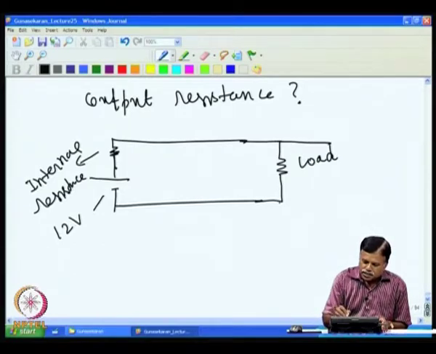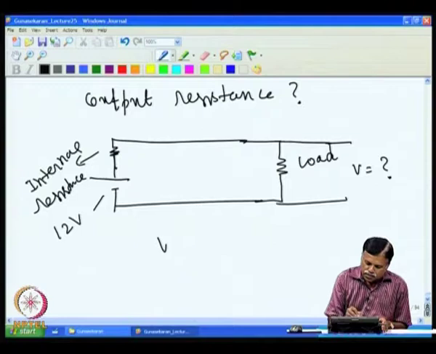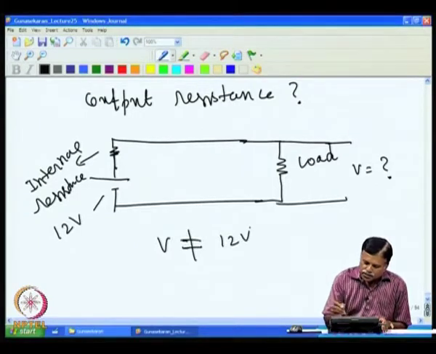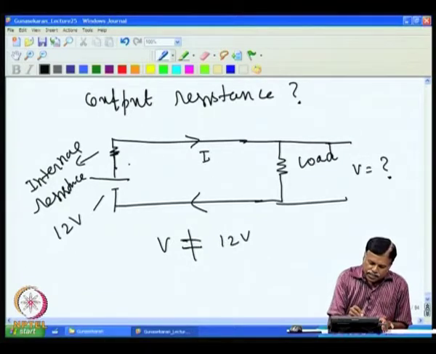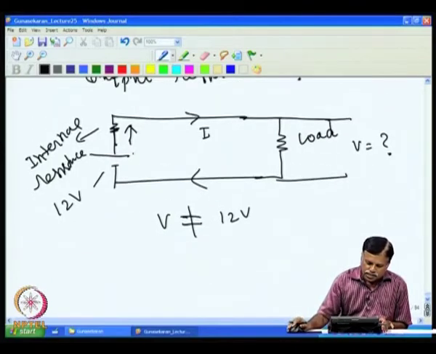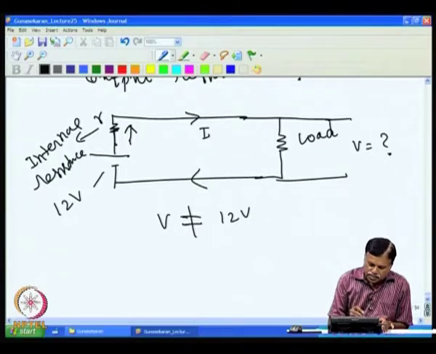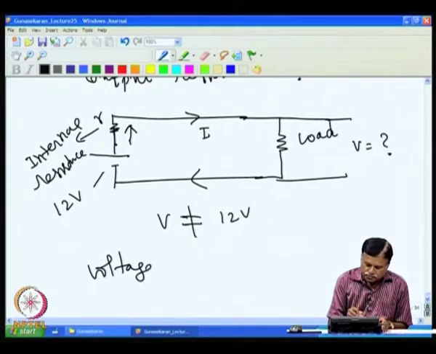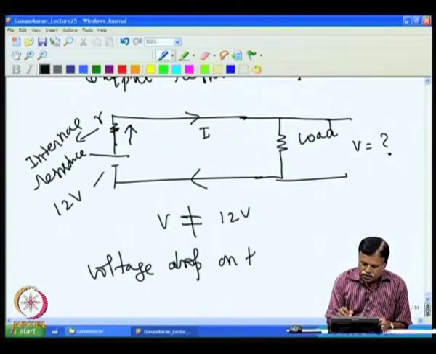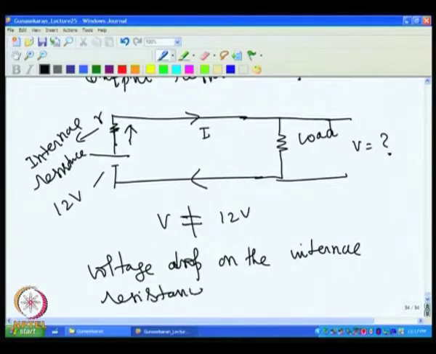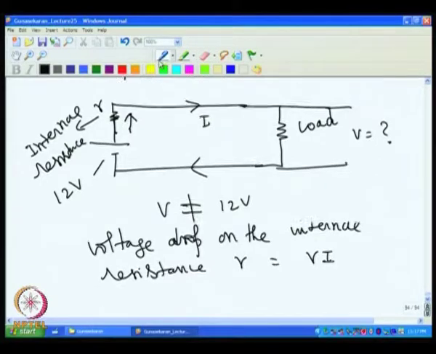Now, if I look at the voltage across the load, this V is actually not equal to 12 volt, because there is a current I, and that current goes through the internal resistance, which I call small r. So, there is a voltage drop on the internal resistance, which is equal to r into I, because I is the current that is flowing.